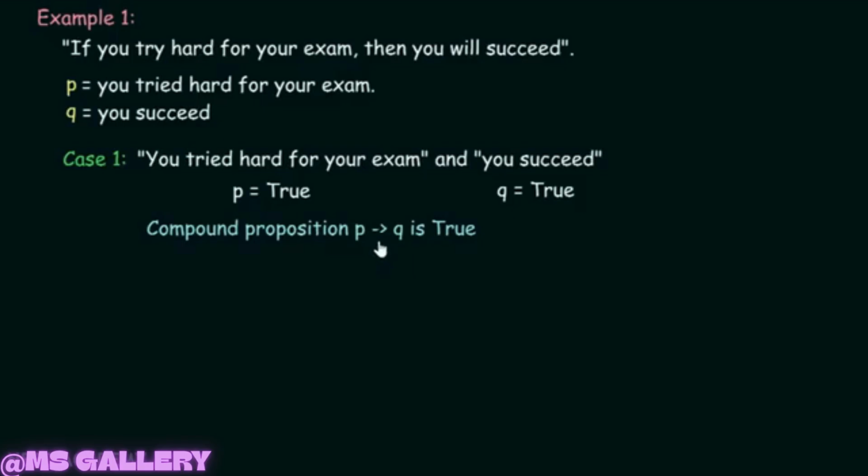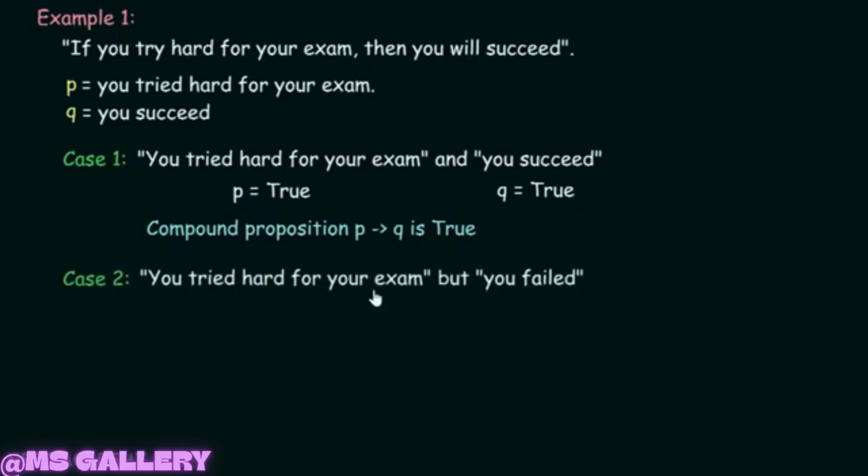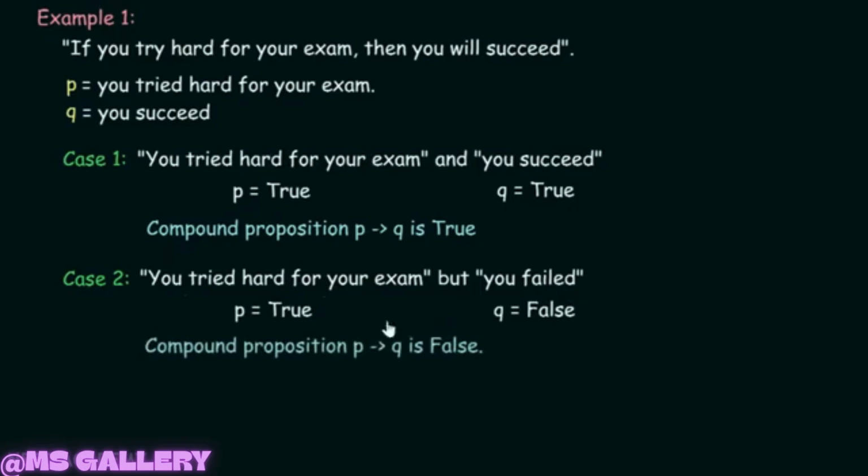Now let's consider the second case. You tried hard for your exam, but you failed. That means you tried hard for your exam. You did a lot of hard work to prepare for the exam, but finally you failed. This means that P is true and Q is false, and hence the whole compound proposition becomes false. Isn't that so? According to this compound proposition, if you try hard for your exam, then you will definitely succeed. But here, you tried hard for the exam, but you eventually failed, which means that this argument is false, right?